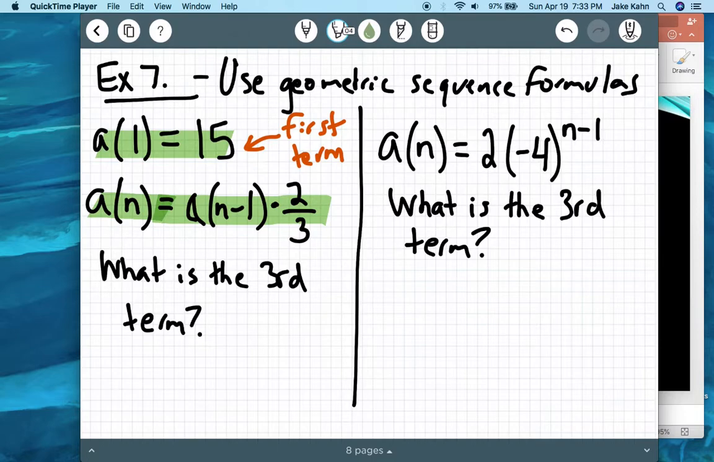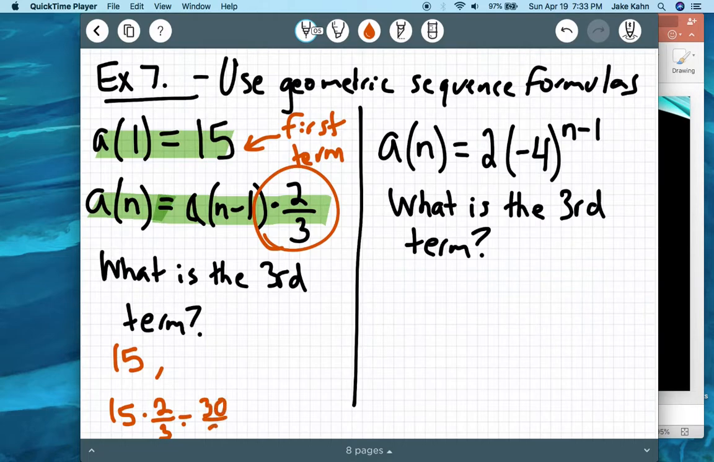So what is the third term? Well, let's figure out a short list here. The first term, which we already expressed, is 15. How do we get the next term? Well, we multiplied it by this 2/3. So what is 15 times 2/3? Okay, so 15 times 2 is 30. 30 divided by 3 is 10. So my second term is 10.